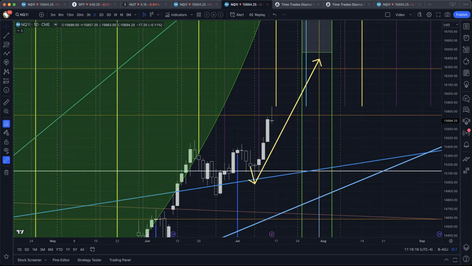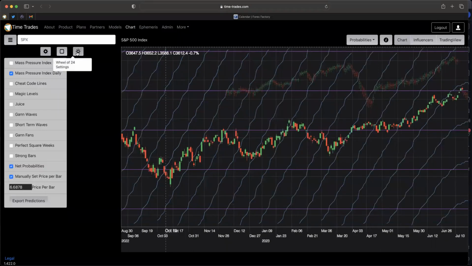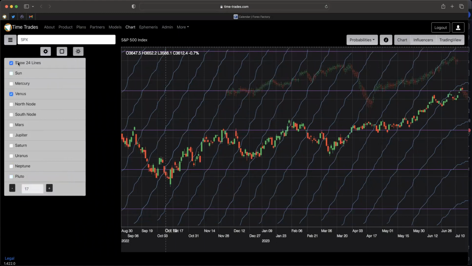So the next thing I want to talk about here is updating our forecast. And before I do that, we're going to review some updates to Time Trades, and we're going to go over specifically some of the Wheel of 24 features. Now, this is a part of Time Trades I don't often use, but I think it's extremely valuable. And what you're looking at here is SPX. And if you go over here to the Wheel of 24 settings, you can see how I've got it configured. I'm showing the 24 lines and I'm showing Venus.